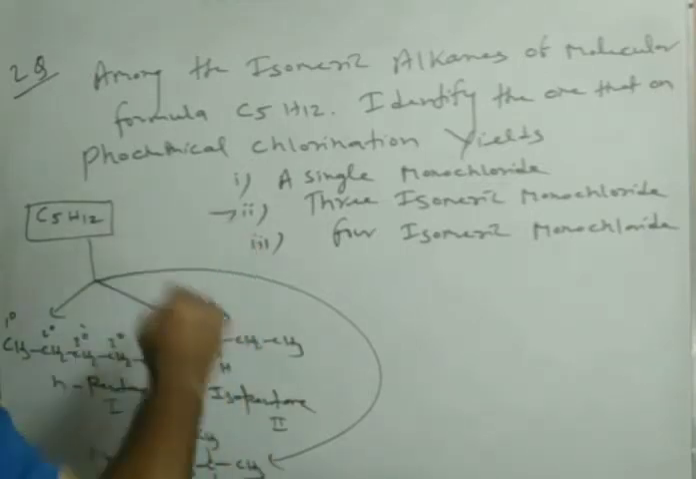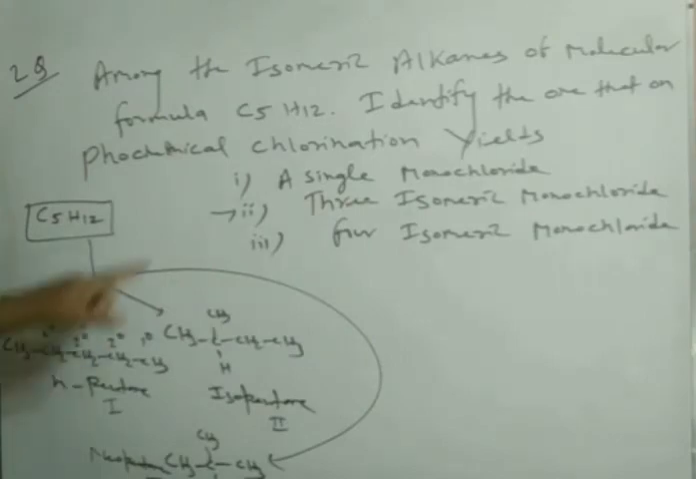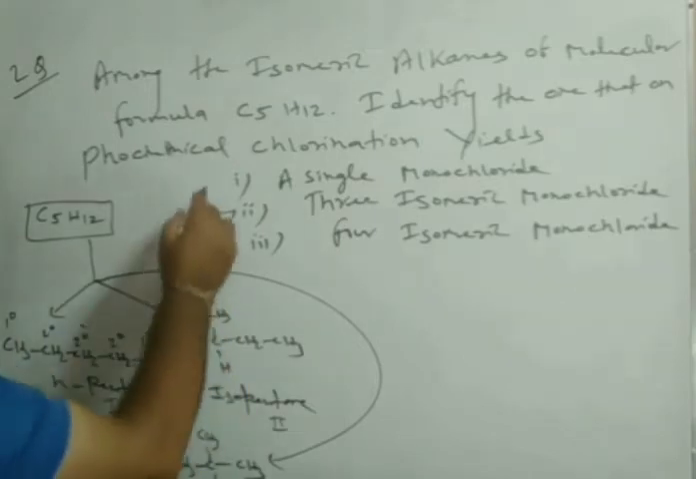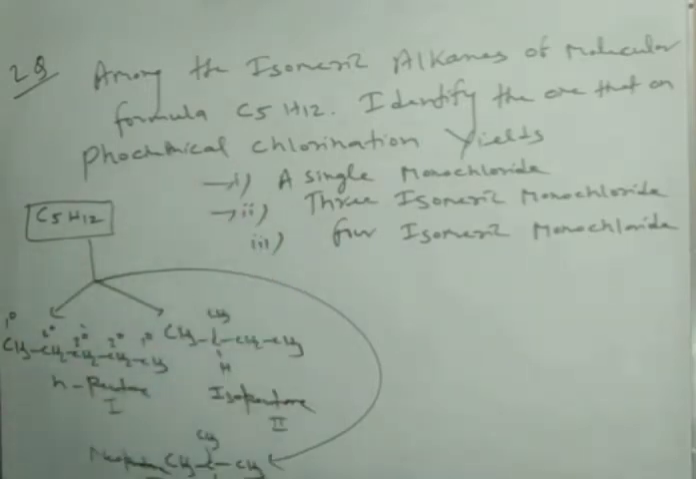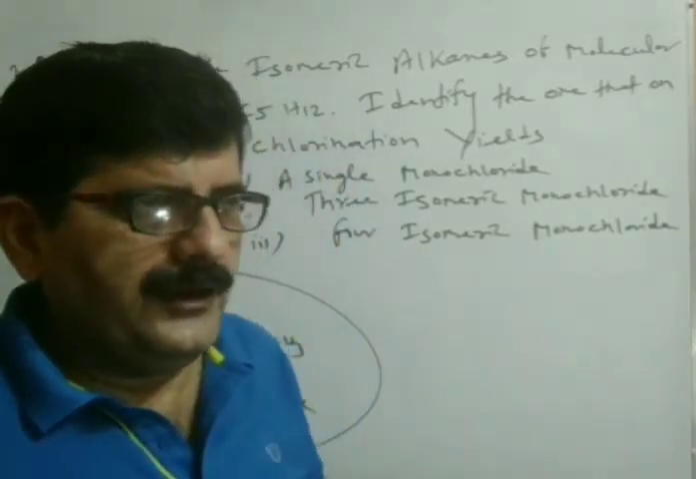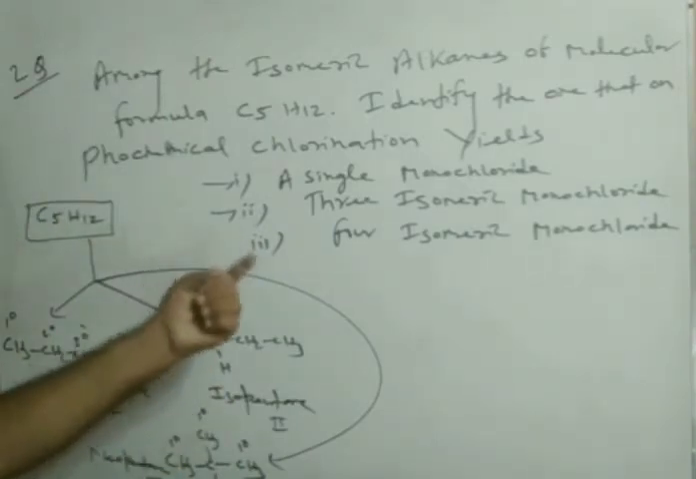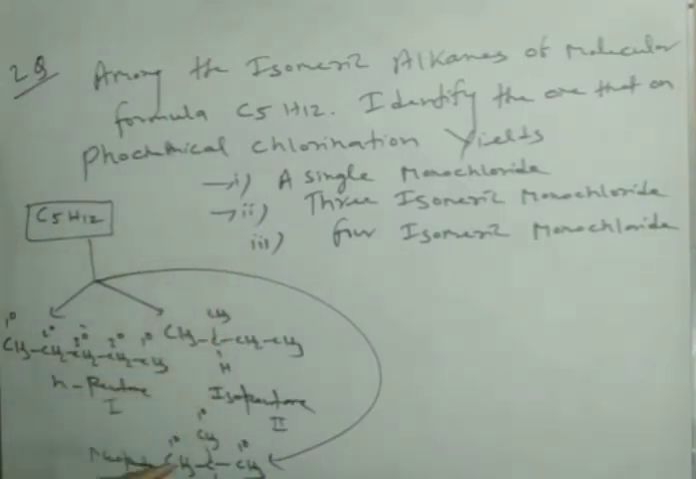So for 3 isomeric monochlorides, we can write what? For this question, the answer is what? Normal pentane. A single monochloride. Here, all carbon atoms are 1 degree. So only one pattern of hydrogen atom is possible in this chemical. So a single monochloride is obtained when this alkane is treated with chlorine in presence of UV light.